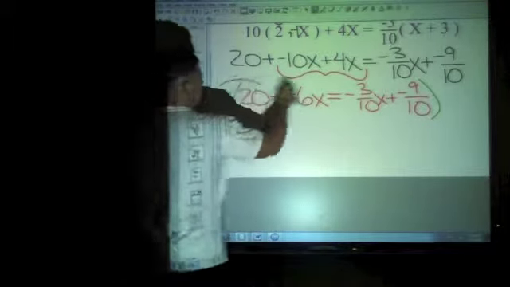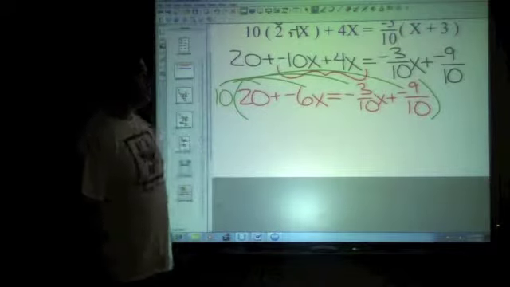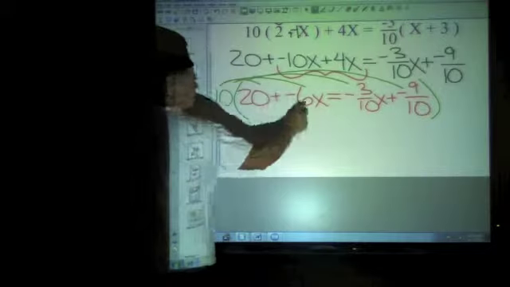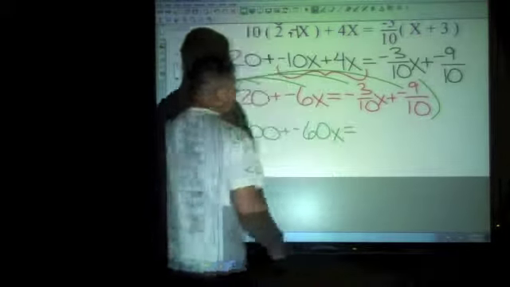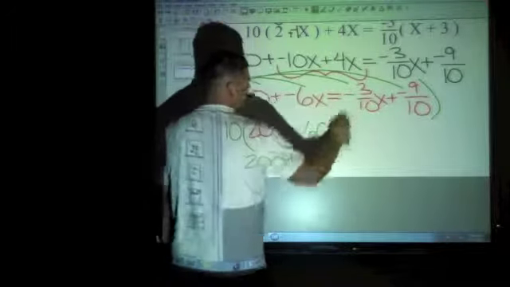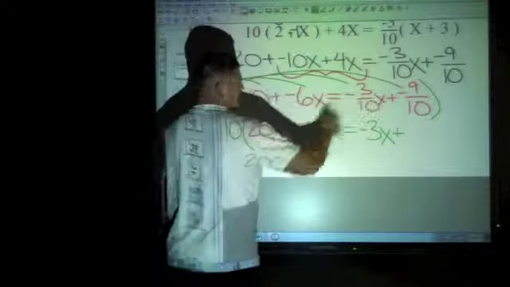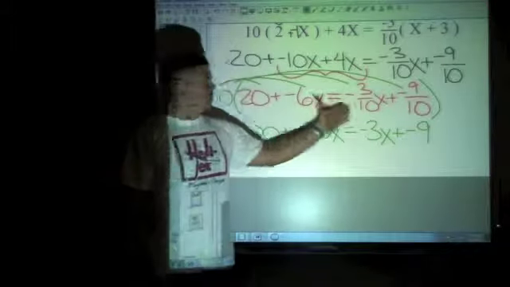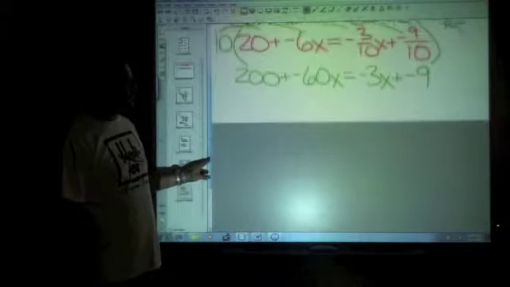If I distribute this to all four of those sections, I'm going to have 10 times 20 is 200. I'm going to have 10 times negative 6x is negative 60x. I'm going to have 10 times the negative 3 over 10x, which means the 10s would cancel out, leaving me with negative 3x. And I'm going to have 10 times the negative 9 tenths, the 10s would cancel out, leaving me with negative 9. The whole idea I multiplied by 10 was to cancel out those 10s.